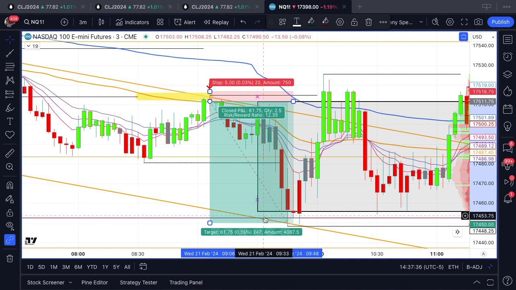Okay? 247 ticks. I'm sorry, I calculated it wrong. 247 ticks, a 12.35 to 1 risk-reward ratio. 20 tick risk, nearly 250 tick opportunity.